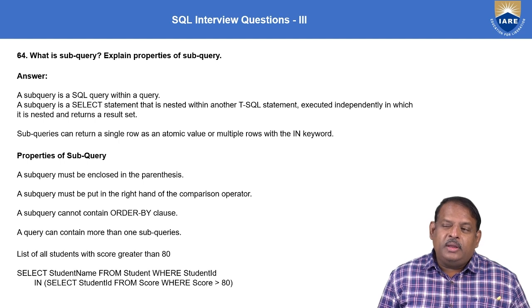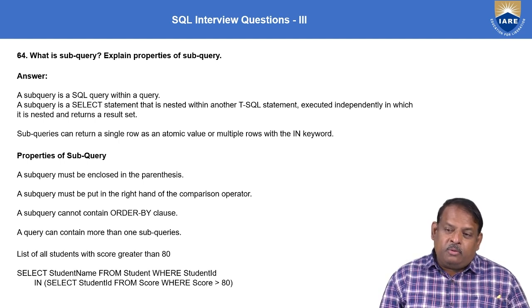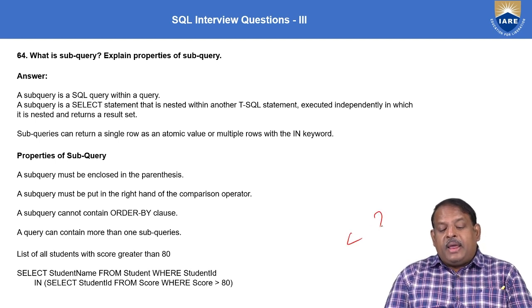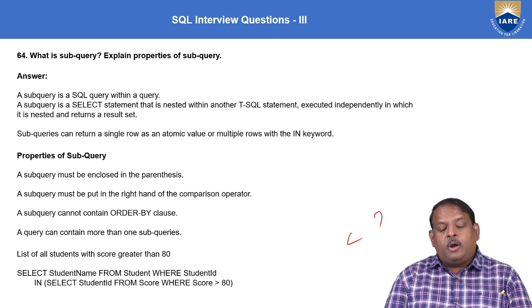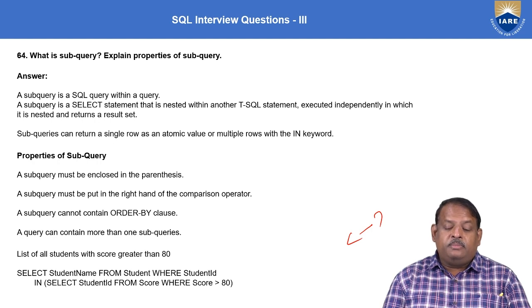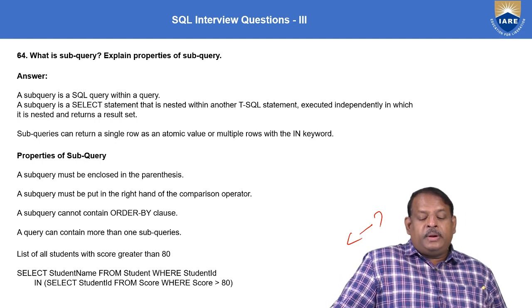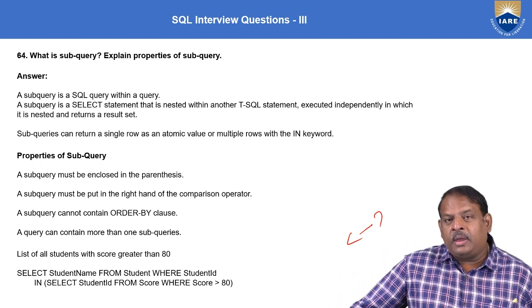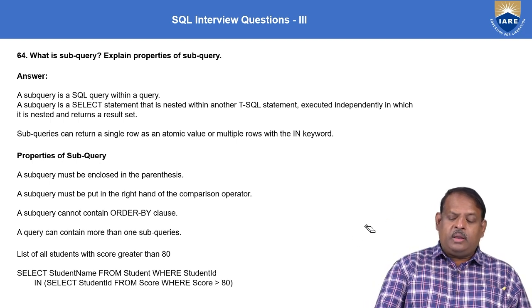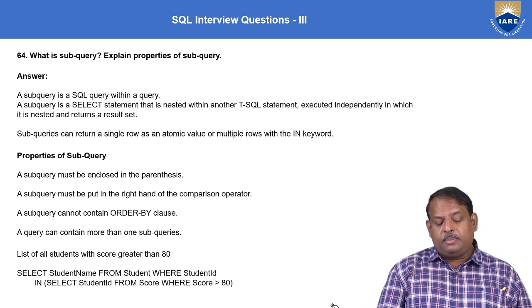So a subquery is a query in the normal query, and it is enclosed in brackets. As for the properties, it should be enclosed in parentheses. The subquery must be on the right hand side of the comparison operator. The subquery cannot contain order by, and a query can have more than one subquery.